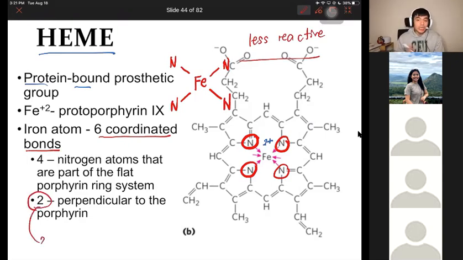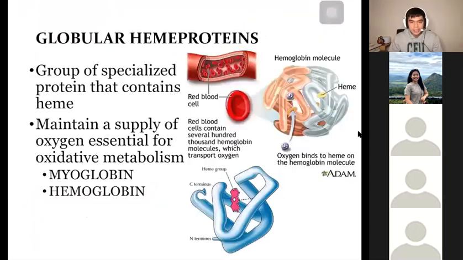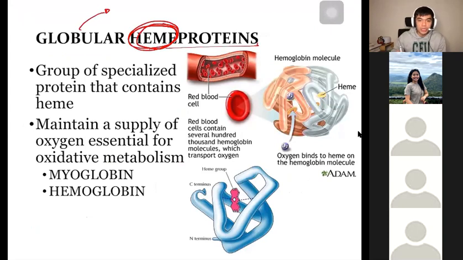This will be answered later, okay, sa mga succeeding slides. Masasagot natin ang 2 coordinated bonds. Meron siyang reason. And then finally, ito muna yung final slide for today. Finally, those proteins containing heme are called globular proteins or globular heme proteins.